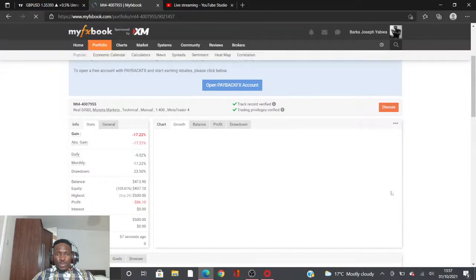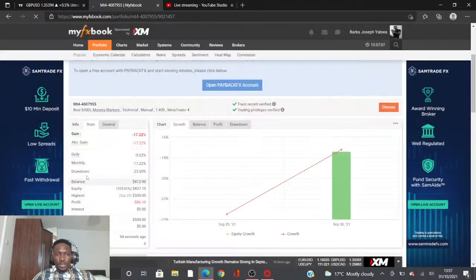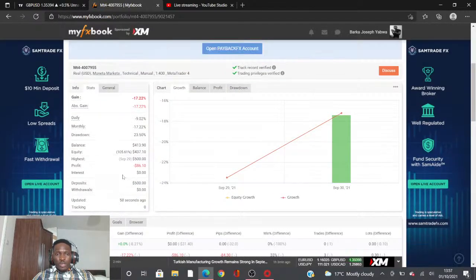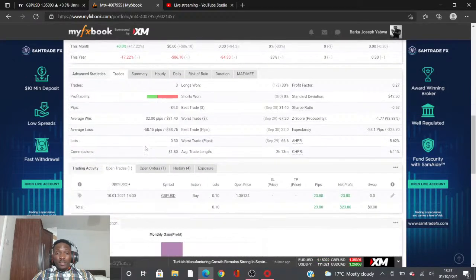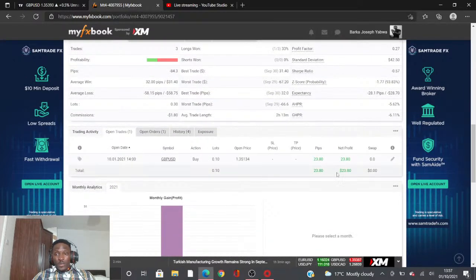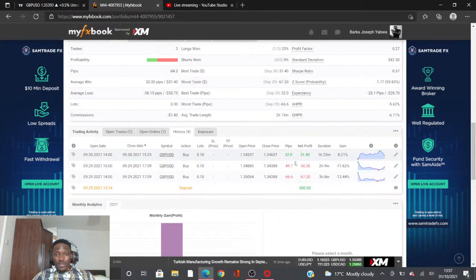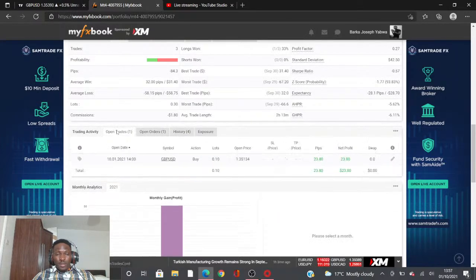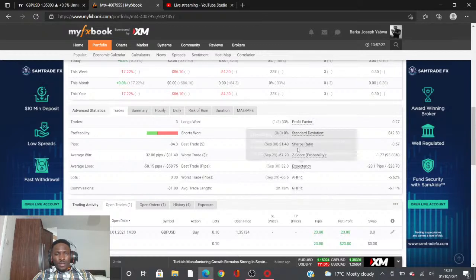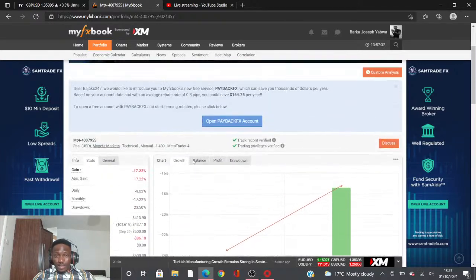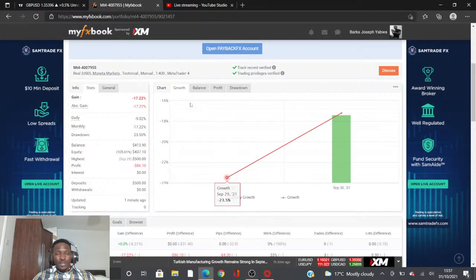Let me just refresh this page, and as you can see, it shows you the amount I started with and the trades I've taken so far. This is a current trade that I'm in right now, so every trade I have on my MT4 account is going to be reflected here. Every trade I've closed in the last few days is going to be reflected here. You're going to see every single statistic: how many trades I've taken, how many trades I've lost, my average win, my average loss, the profit factor, standard deviation, and all sorts of important statistics, even the equity curve.